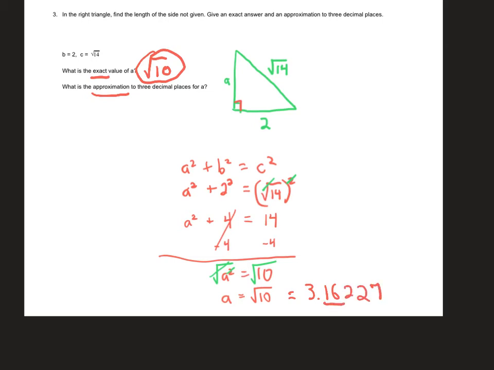So if we're going to 3 decimal places, look at the number to its right. If it's not 5 or more, you'll just leave the 2 as it is. So 3.162 is our 3 decimal place approximation.